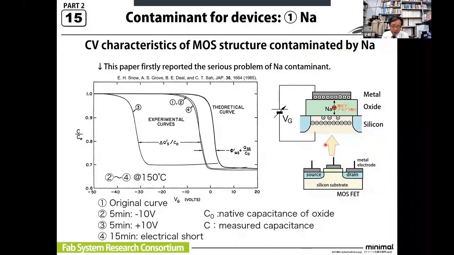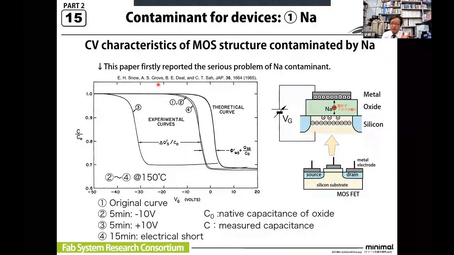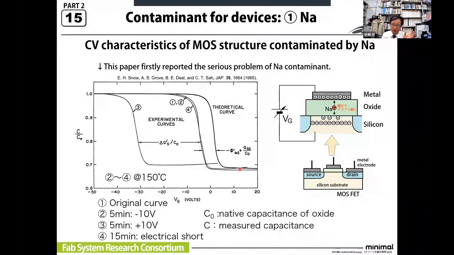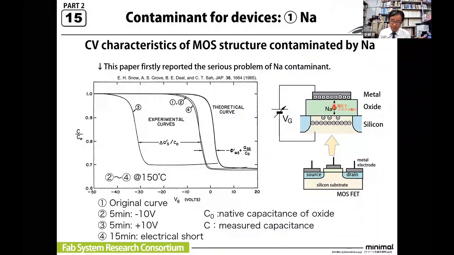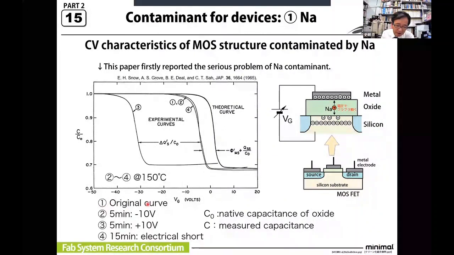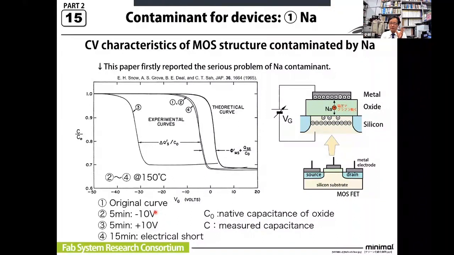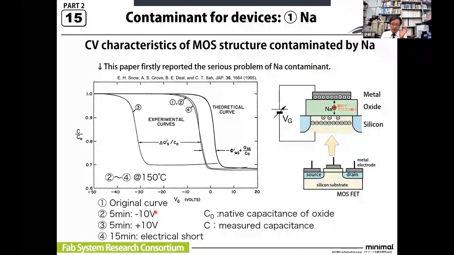So this is a sodium story. There was a very famous paper in 1965, by Snow and Grove. Okay, I'll explain this one. So this is a CV curve, capacitance and voltage curve. So sodium can move in the oxide between metal and silicon. So if you change the voltage, the sodium moves. This is the experiment. First, the original curve is number 1, like this. And they applied -10 volts to the metal for 5 minutes. And the result is curve number 2.